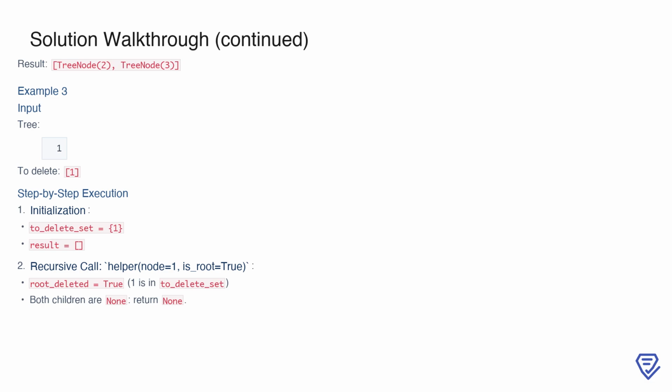with root node 3. Finally, let us consider a minimal example where the tree consists of only a single node, and that node is to be deleted. The tree has root node 1, and our to_delete_ set contains this node. The result list is initialized as empty, and we begin the recursive function at the root node, marking it as the root of the tree.